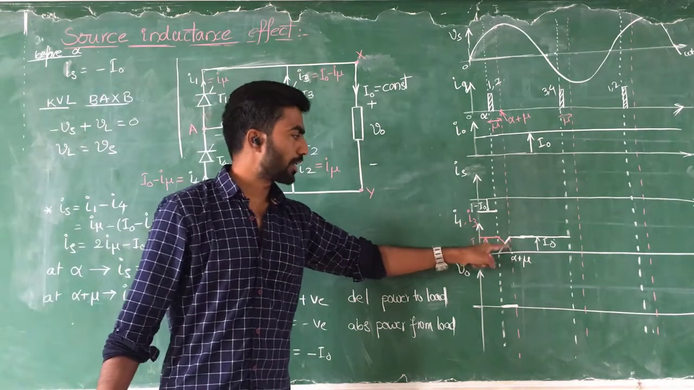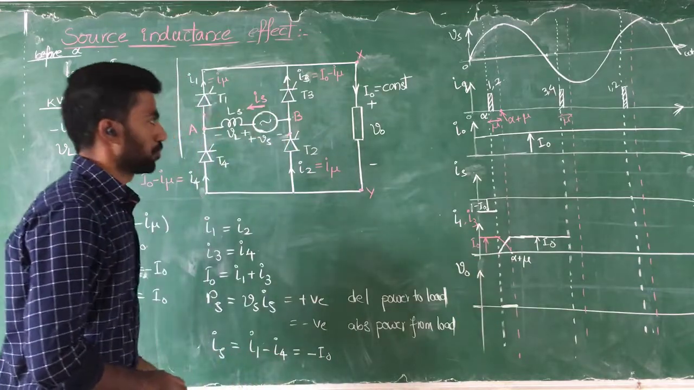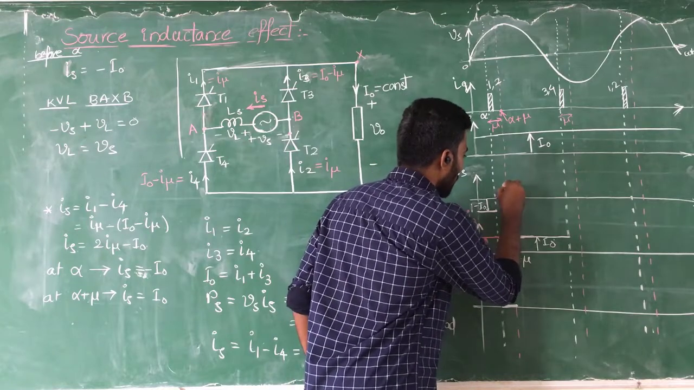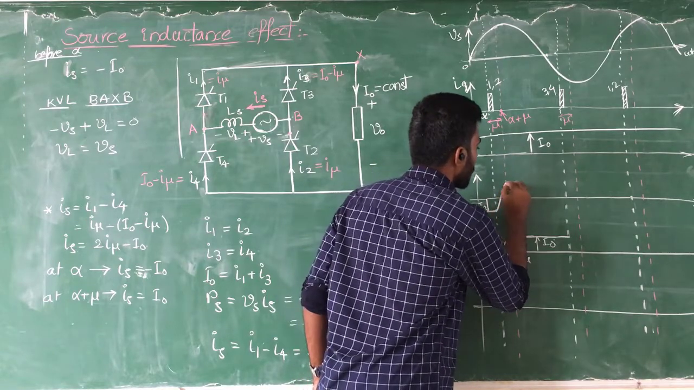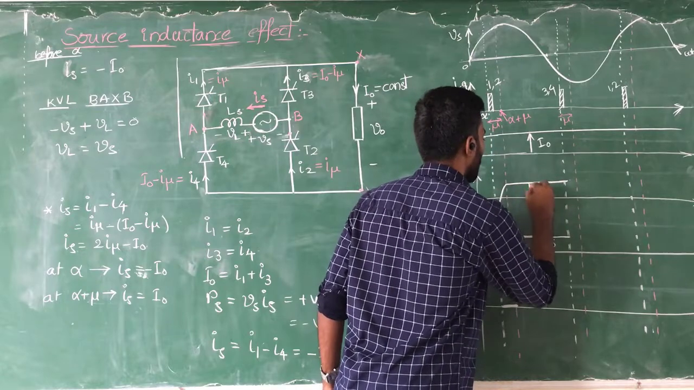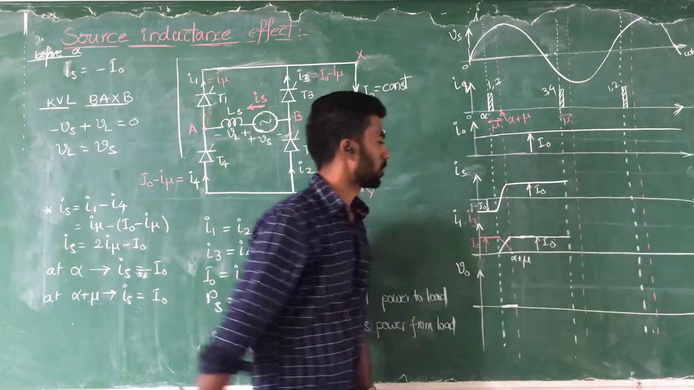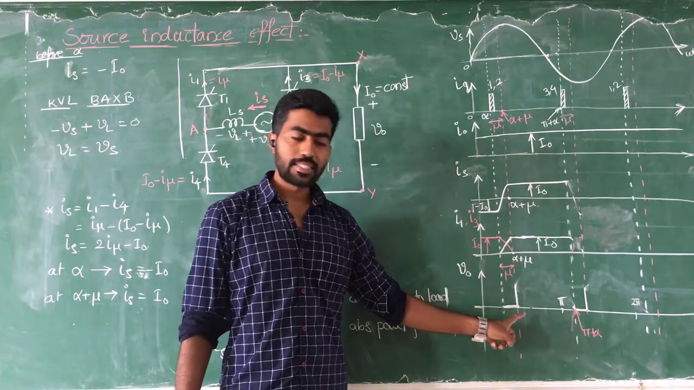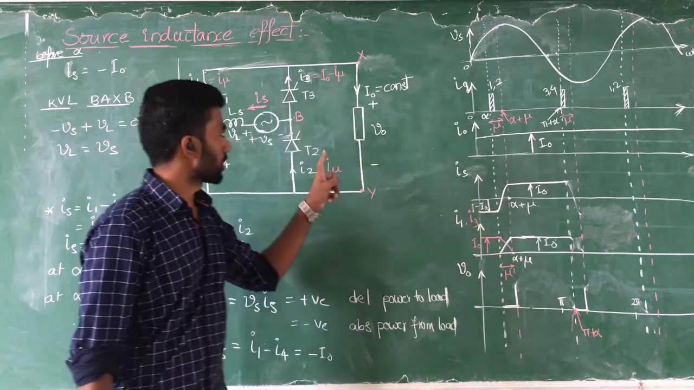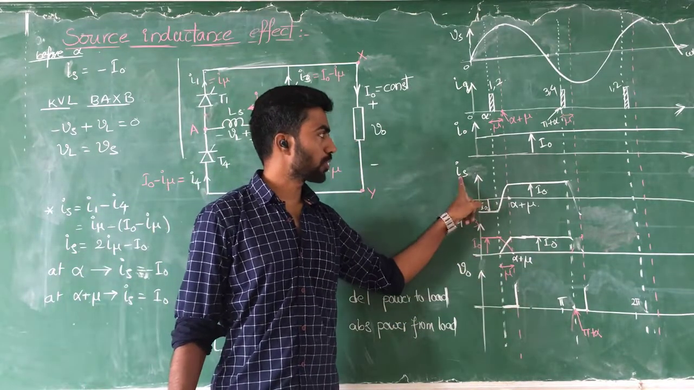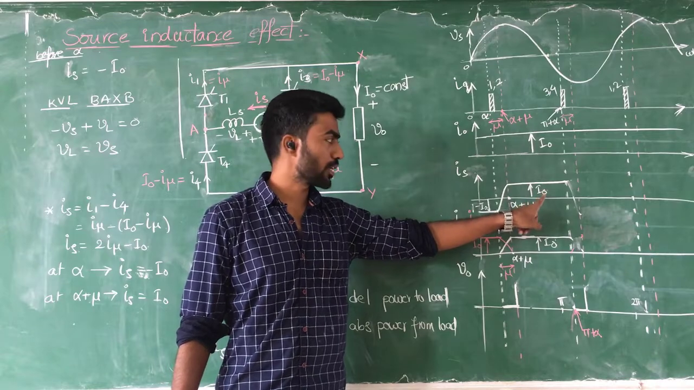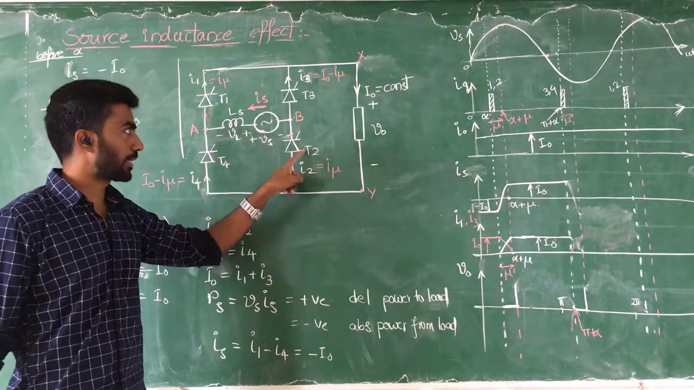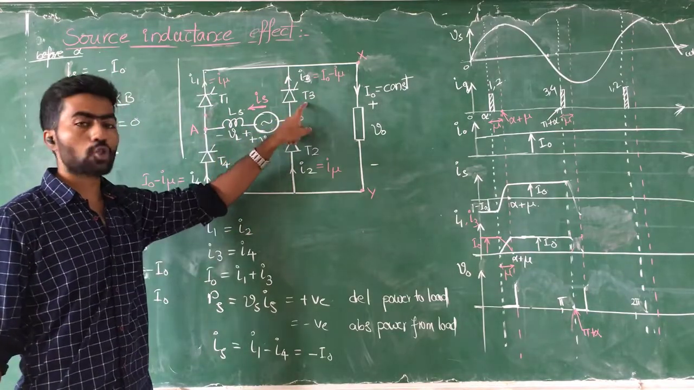After that, I3 current becomes 0 amperes. Now in this period it reaches I naught current magnitude. This is positive I naught, at alpha plus mu instant. After this alpha plus mu, what is the output voltage? Current flowing into the supply reaches I naught, a constant current magnitude. At that instant, thyristors 1 and 2 are completely conducting, and 3 and 4 have stopped conducting.